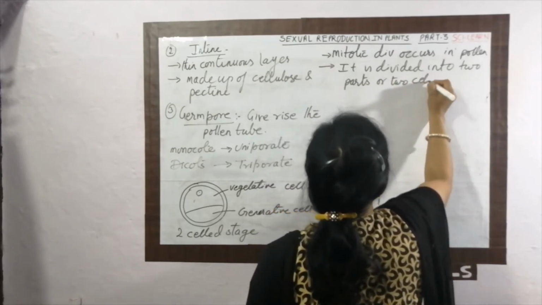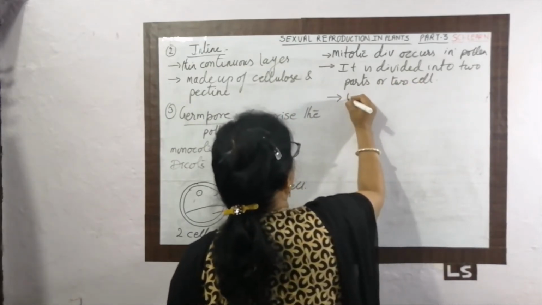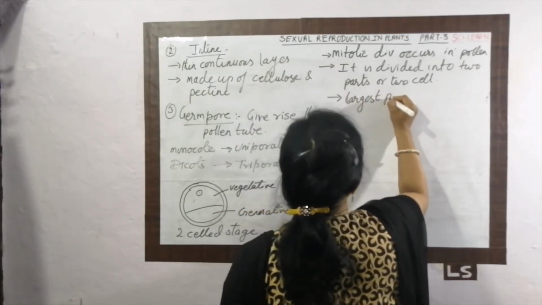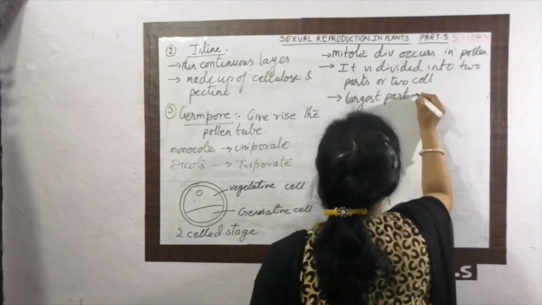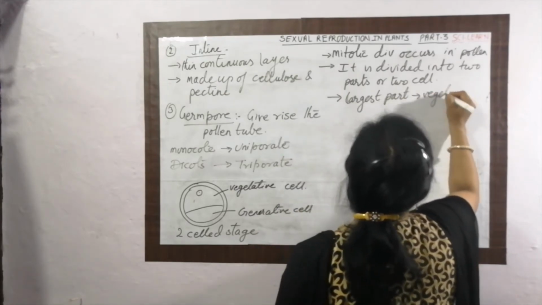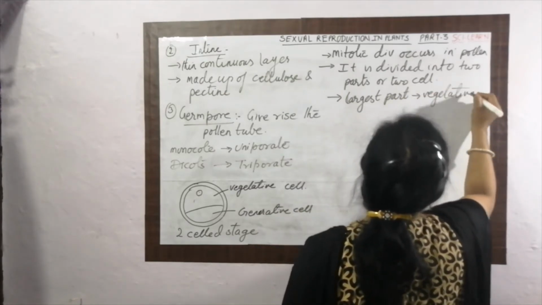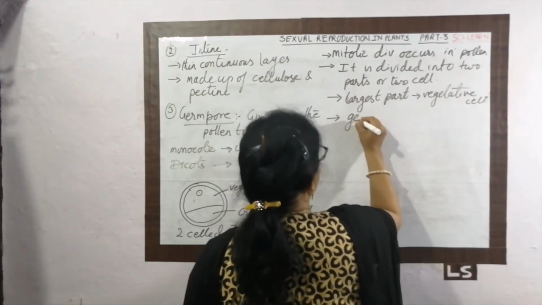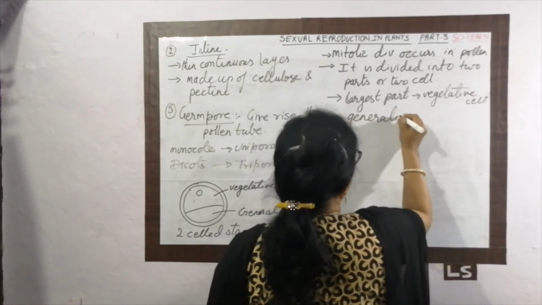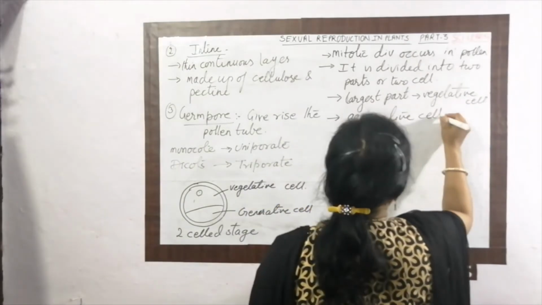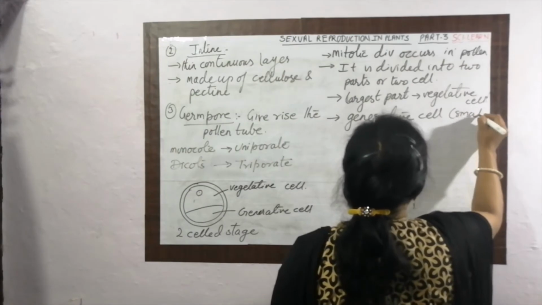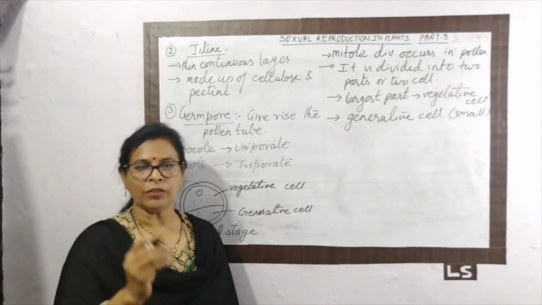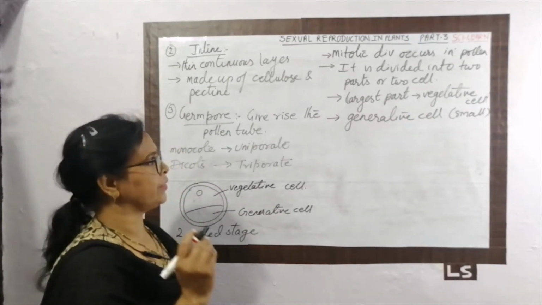What are the names of these two parts? The larger part is called the vegetative part, or vegetative cell, and the smaller is called the generative cell. It is small in area. So two types of cells are formed: the vegetative cell and the generative cell.